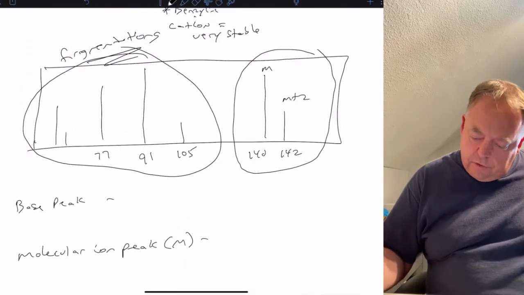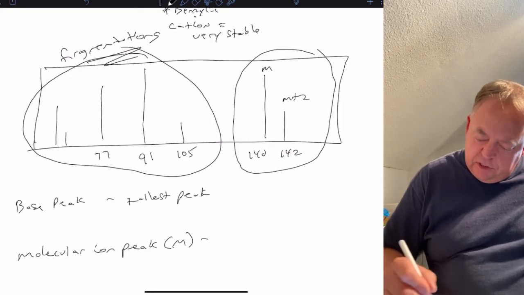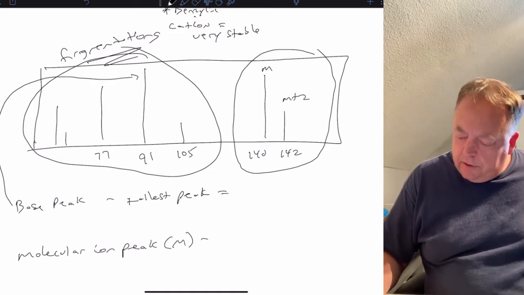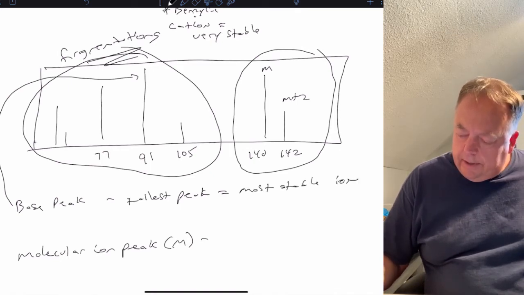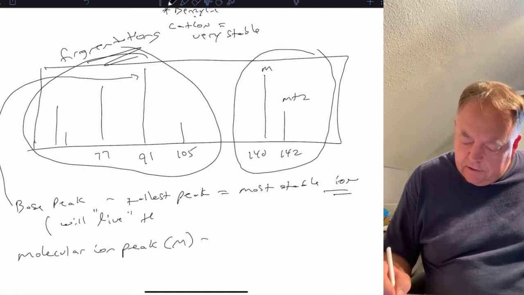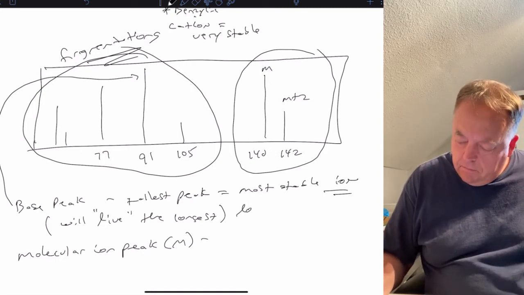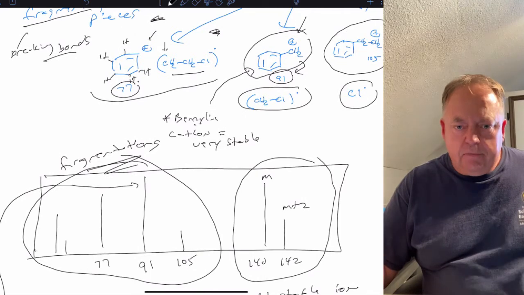So the base peak is the tallest peak. In this spectra, that would be the base peak. It's the tallest peak in the spectra, and what this simply represents is the most stable ion. The most stable ion will live the longest, or have the longest lifetime. If it has the longest lifetime, then there's going to be more of those hitting the detector, so the signal is going to be bigger for it.